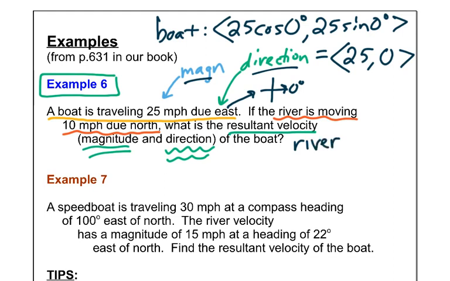Can you figure out what is the magnitude of the river? Meaning, what is its speed? Did you find it? There it is. So our component form should be 10 cosine. Well, what's the angle?